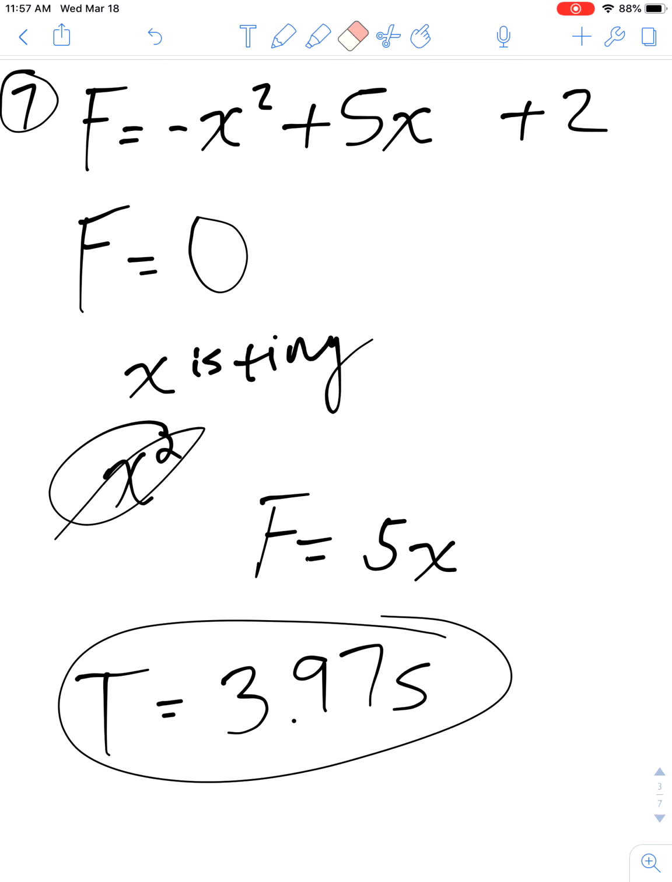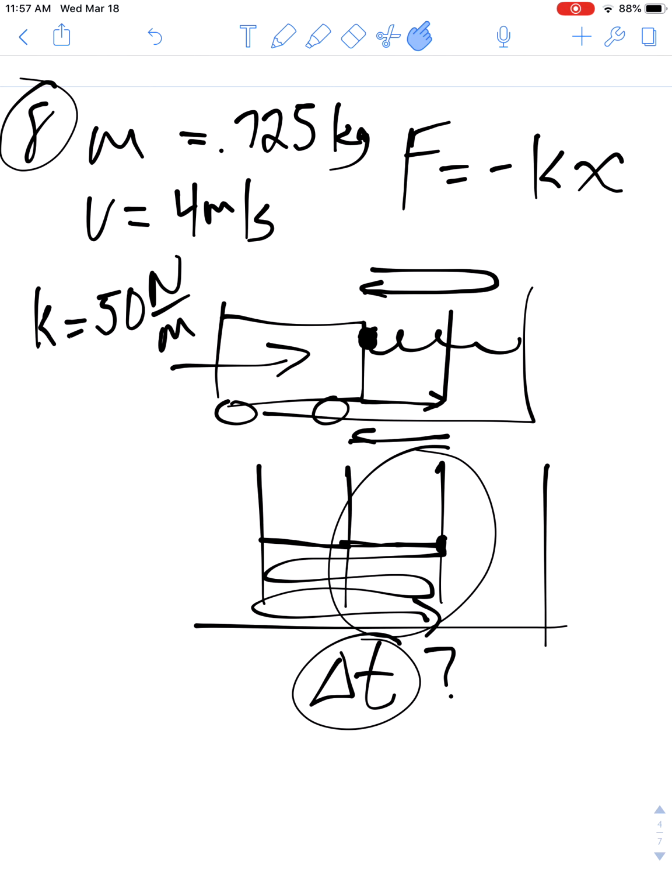So the actual model that we're going to use for number 7, as it turns out, when we want to find the period of oscillation, is just F equals 5x. So I'll leave it to you to find the period from that, but do understand that the answer key has an error. It says 3.7. It's actually 3.97. So we missed a 9 there. So in any case, that's number 7. You guys can figure that out.